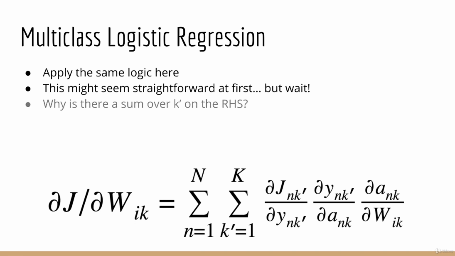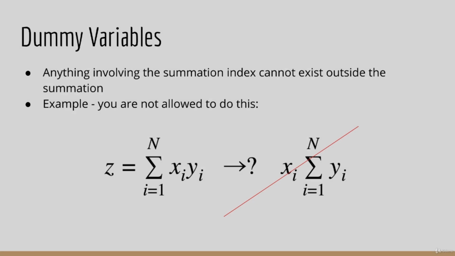So the astute among you may wonder, why is there a k on the left, but we're summing over k prime on the right? Why do k and k prime both show up on the right? The way I like to remember this is that the summation index is a dummy variable. Remember that anything involving the summation index cannot exist outside the summation. So for example, if you have a dot product, the sum of x_i times y_i, you are not allowed to bring any of the terms outside the sum because that doesn't make sense.